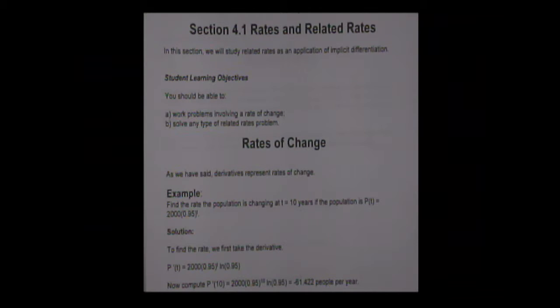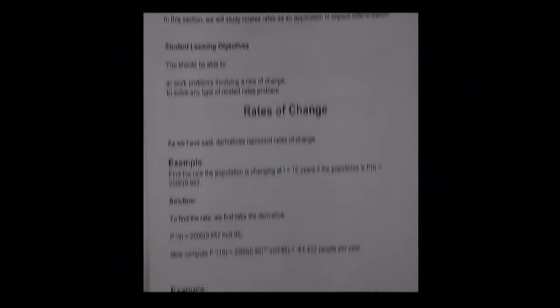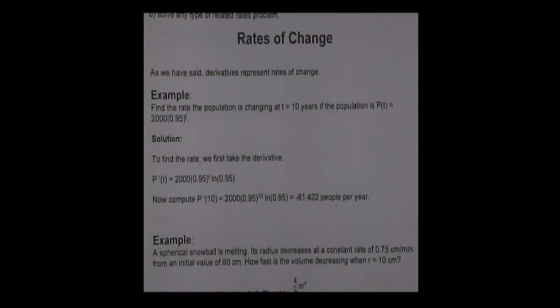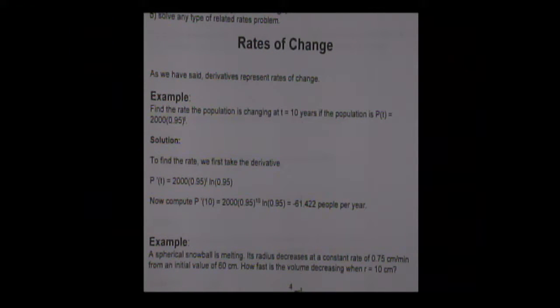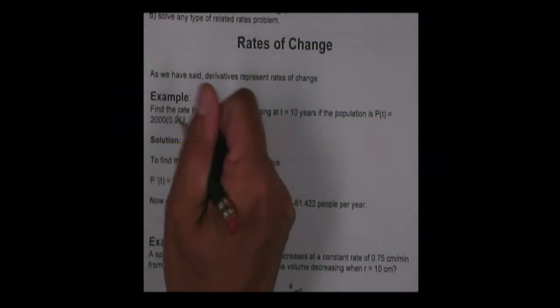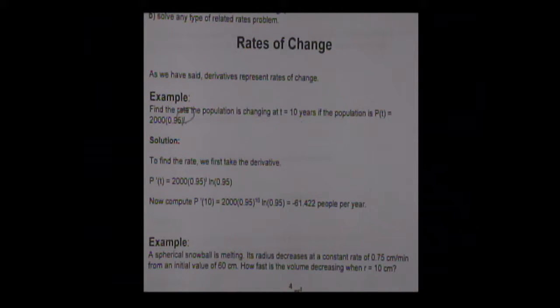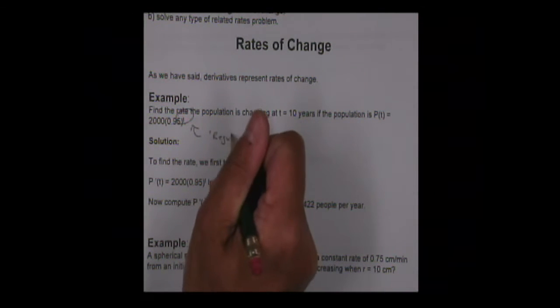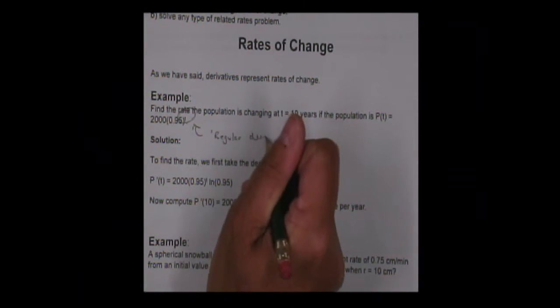So, the first thing, though, really was this rates of change piece, and this is what we've already talked about. Here's the example of the rates of change. Find the rate a population is changing at t equals 10 years if the population is given by p of t equals 2,000 times 0.95 to the t. Again, notice time is a variable in this particular function, and so this problem is done really as a regular derivative.